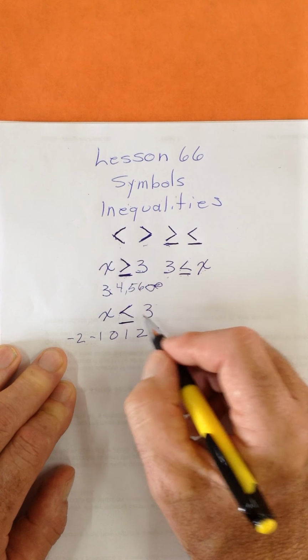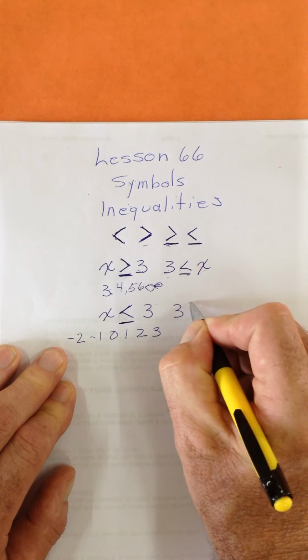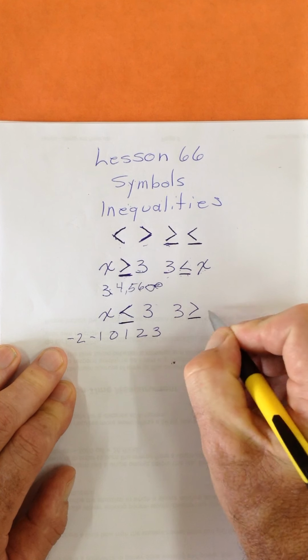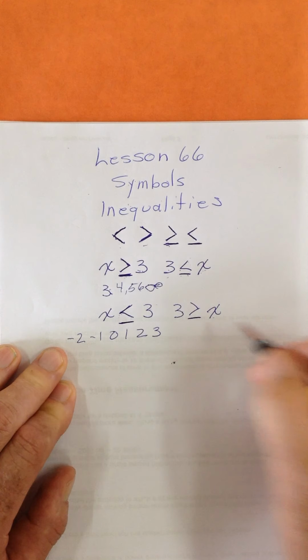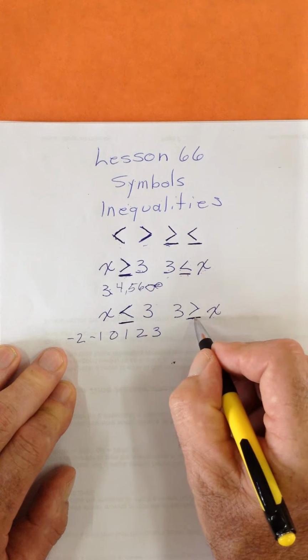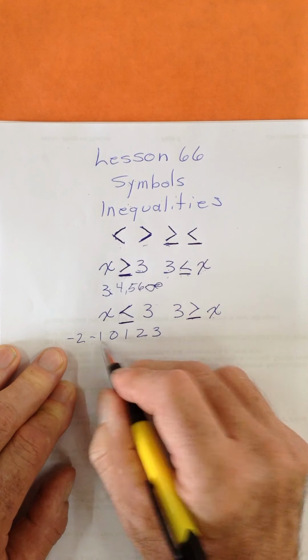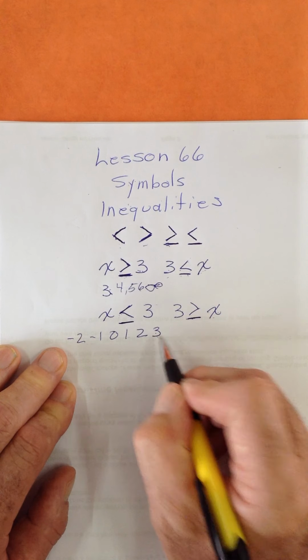So it's the same thing this way too. If I got 3 is greater than or equal to x, or x is less than or equal to 3. Okay, so it's the same thing where the x can be equal to or less than 3. Any number that's less than 3 or equal to that number.